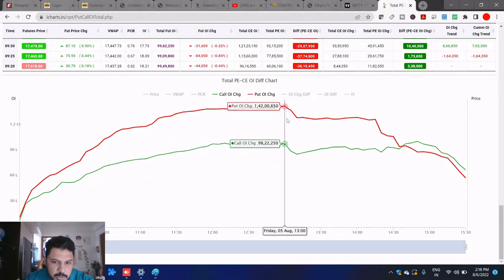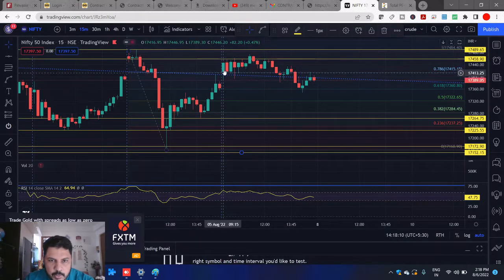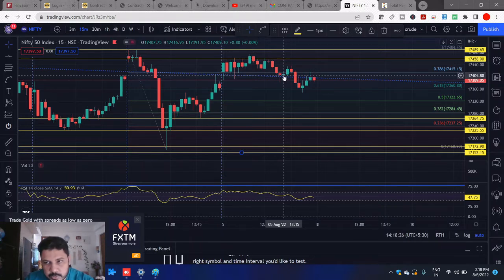Till what time? Till 1 o'clock. Let's see till 1 o'clock what happened. It opened up here. This is your 11:15. Ideally 11:15 onwards it's dropping. And this is your 1 o'clock. Right? 1 o'clock. So open interest of put is going high. That means put writing is happening high. If put writing is happening, then market should go in this way. But it is going this way.